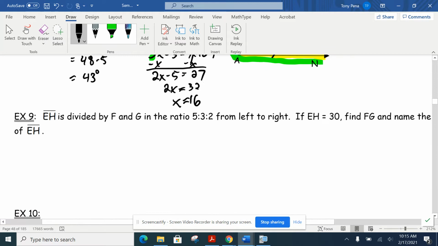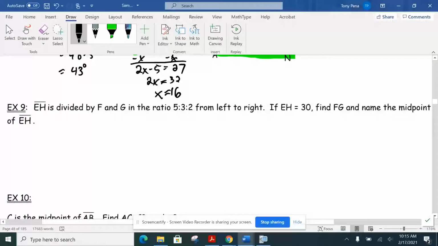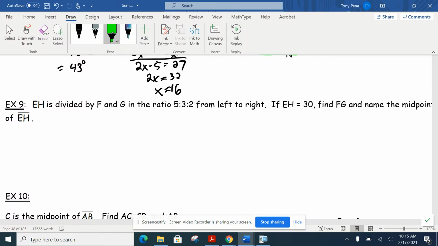All right, next one. Let me fit this in here. So if we look up here, this is a segment, EH. A segment just means we're going to draw a line. It doesn't have to be horizontal, but I'm going to draw it horizontal. And a segment has 2 distinct endpoints. One of them has to be E, one of them has to be H. That segment is going to be divided by 2 points, F and G, in a ratio of 5 to 3 to 2 from left to right.